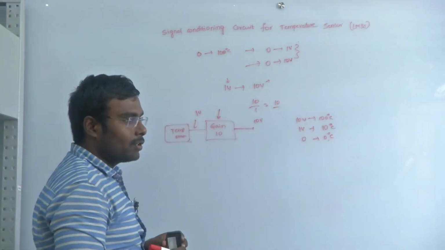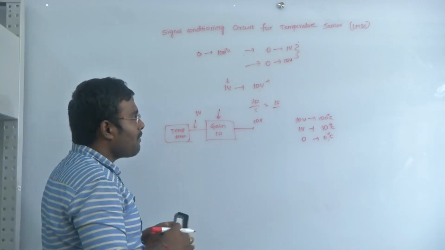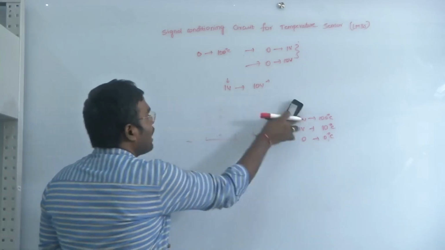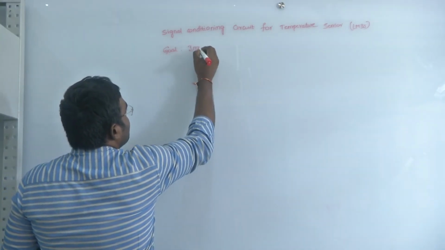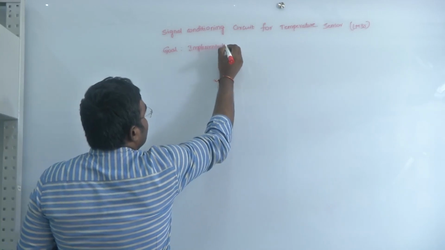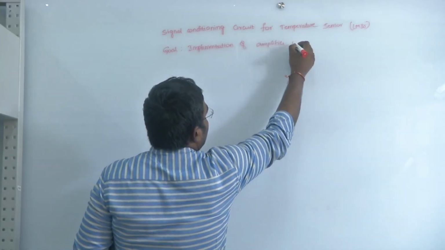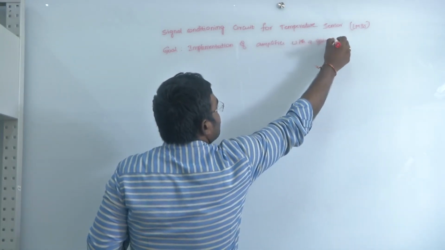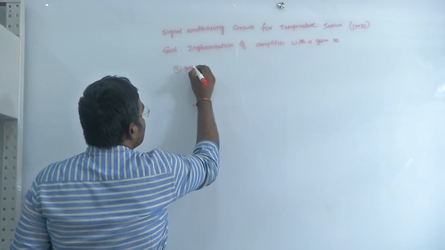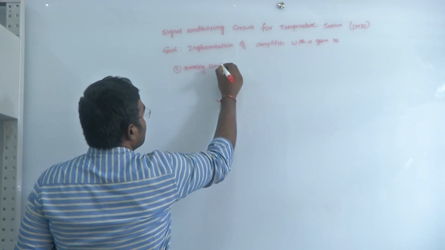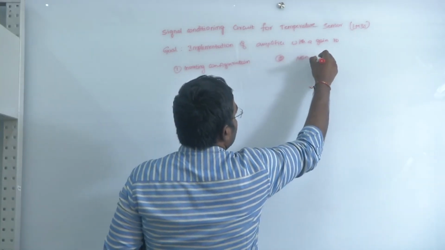Now, how can we implement it? There are different ways of doing it. Either we can go with the inverting amplifier or the non-inverting amplifier configuration. We will see, one by one, the implementation of a gain of 10 with the inverting amplifier as well as the non-inverting amplifier. So the goal is the implementation of an amplifier with a gain of 10. This can be done in two ways: one, by using the inverting configuration, and the other one is the non-inverting configuration, using operational amplifiers.